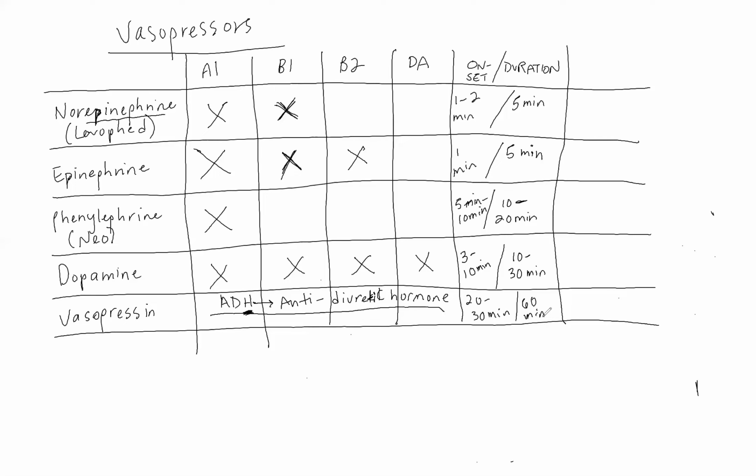Okay, so far we have covered the 5 most common vasopressors that are used in the ICU. We've covered their mechanism of actions as far as receptors go, and we've covered the onset and duration. So the last thing that I want to review with you guys is how these receptors work and the best way to think about it.